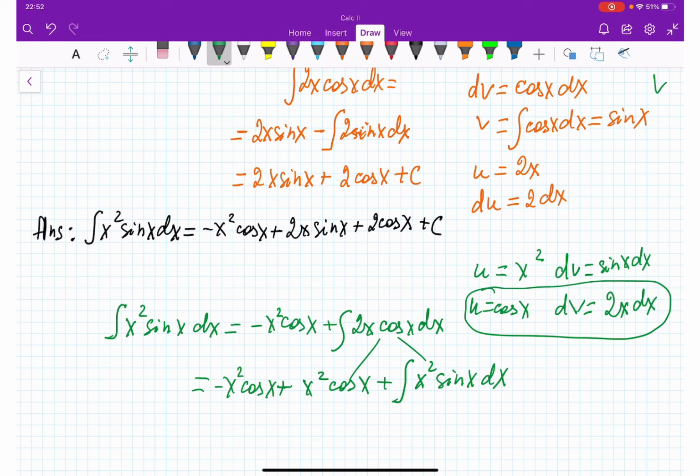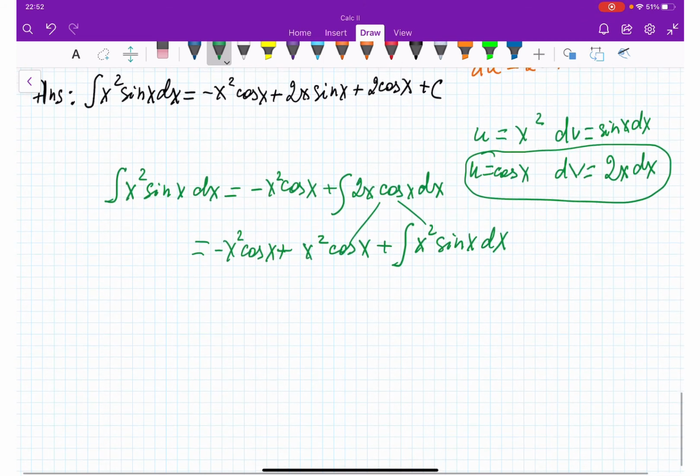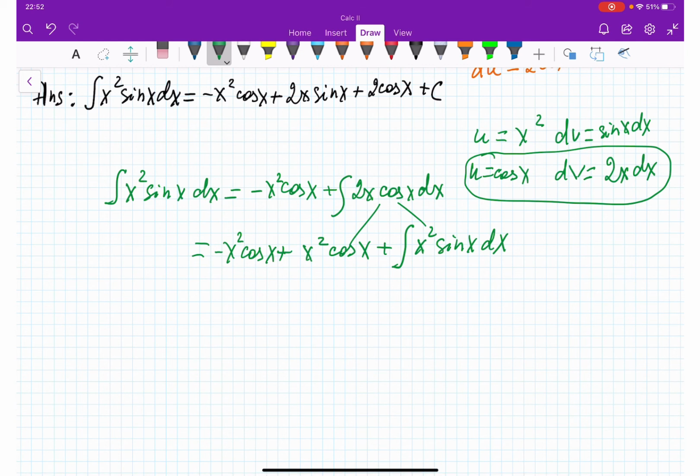Okay, obviously if u is cosine x, du is going to be negative sine x, and so forth. So we used it, and you can see that it took you completely somewhere else.